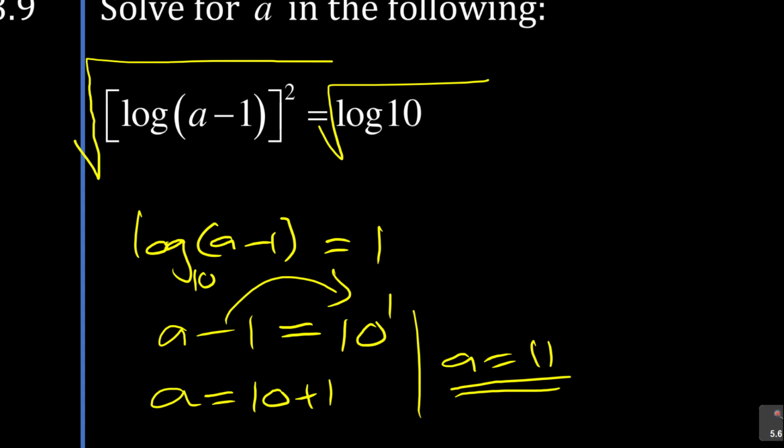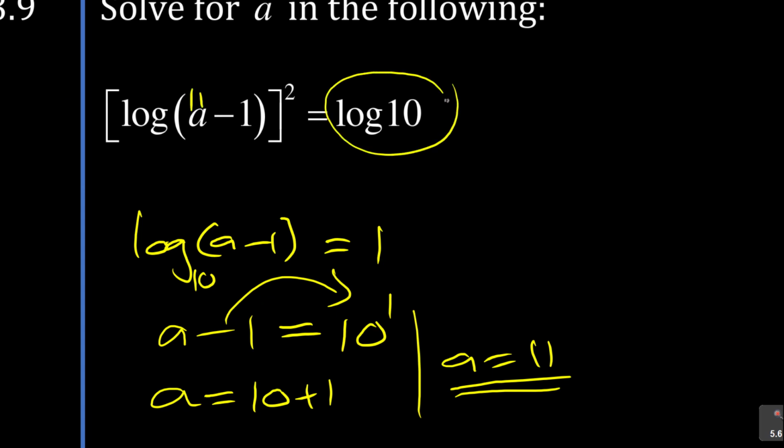Let's try it. Let's put 11 there and see what it gives us. And then it must give us the answer on the right hand side. Or you can just, because of my time, just test it. Come here and put 11 here. Put a square. You must get log 10. But don't forget, what is log 10? Log 10 is equal to 1. So this whole thing must give you 1. Alright. So that was that.